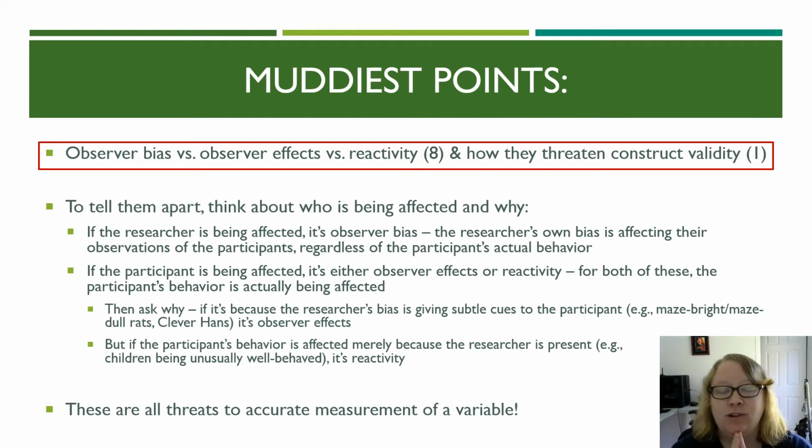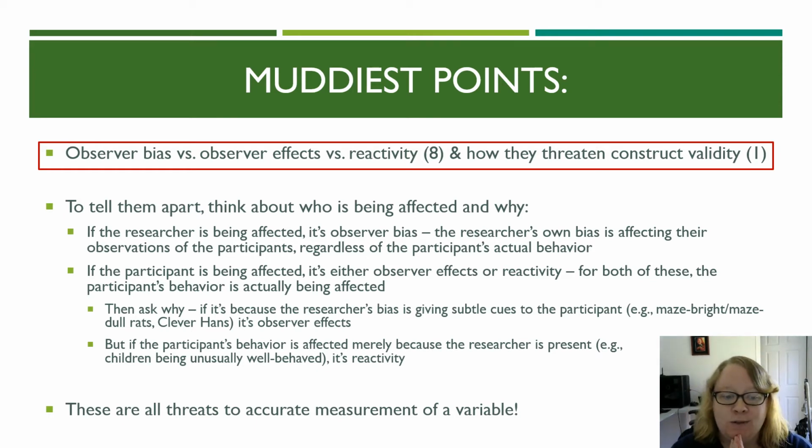As you'll learn about in other psych courses, we are affected by our own biases. We even talked about how we're affected by intuition biases earlier this semester, right? So there's always the possibility that our own biases are influencing how we make observations. That's observer bias. Now, if the participant is being affected, so it's not just the researcher with their own observations being biased, if the participant's behavior is actually changing in some way, then that means it's either observer effects or reactivity. And for both of these, the participant's behavior is actually being affected, which then influences how it gets observed by the researcher.